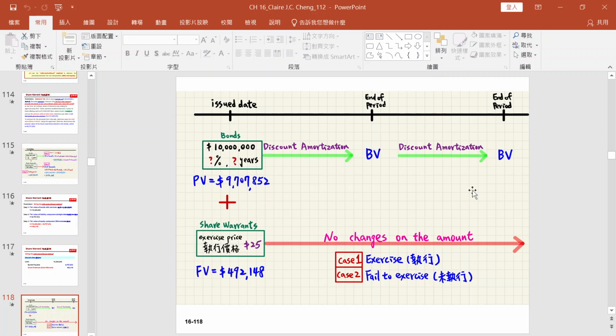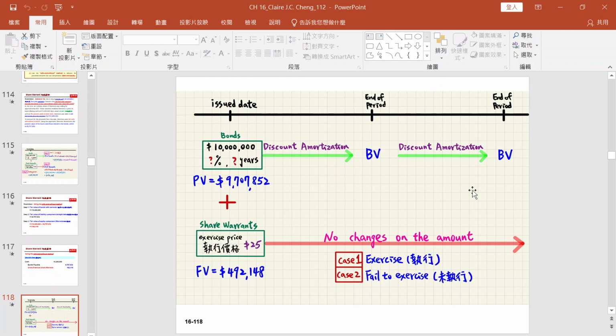How about your share warrant? Equities, remember, no matter we talk about convertibles 转换权 or share warrants 认股权证, when you find out the amount at the first day issue date, following periods, no matter the market price increases or decreases, none of your business, right? All on investors. So you don't need to do anything for equity.